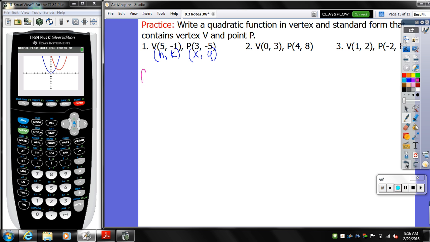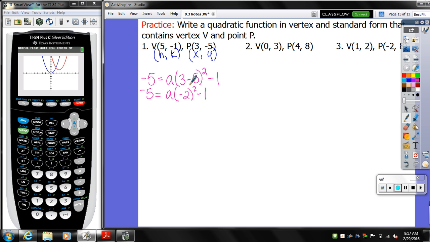So, oops, I almost started to write f of x, but remember, instead of f of x, you're going to write your y. So that's negative 5 equals, we don't know our a, that's what we're trying to find, and then we have x, which is 3, minus our h, which is 5, squared, and then plus our k value. So really, instead of a plus, I'm going to put a minus 1. So that's negative 5 equals a times negative 2 squared minus 1.